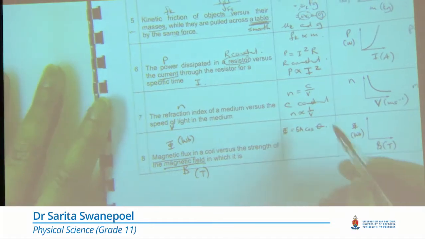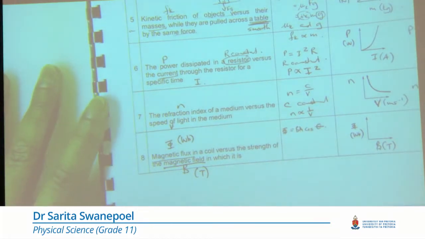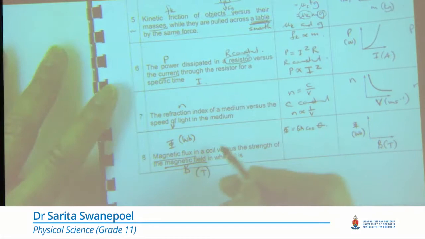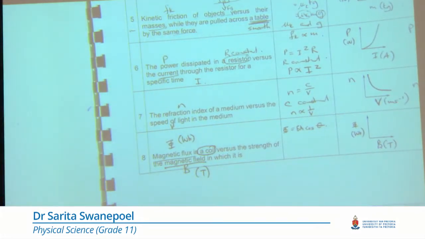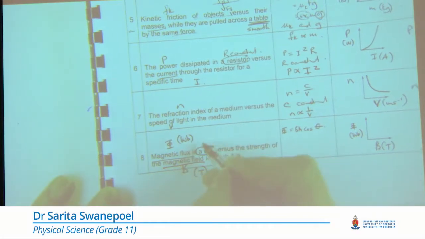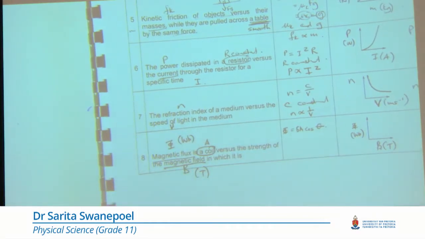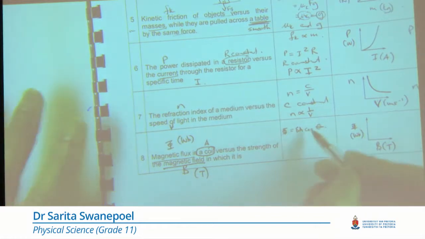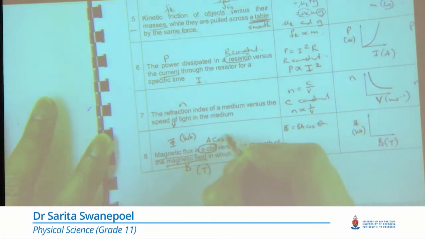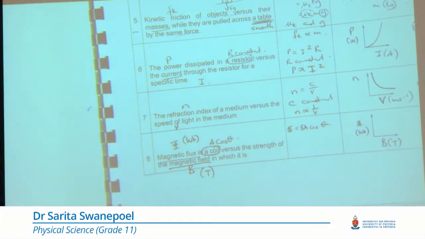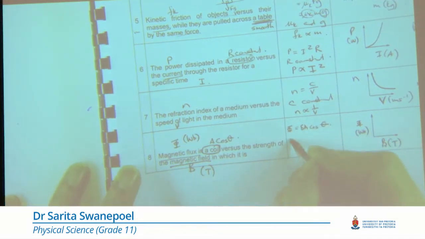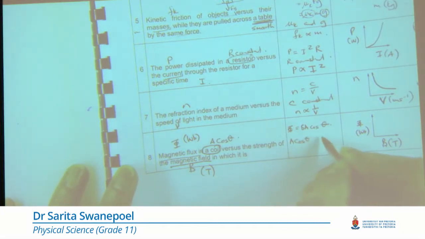Now, what is constant? They're talking about a coil. So what can you assume is constant of that coil? You can assume A is definitely constant. I'm also going to take cos theta as constant because they didn't tell us anything about turning. So we assume we're looking at the same coil in the same turning as before. So now A cos theta is my constant.